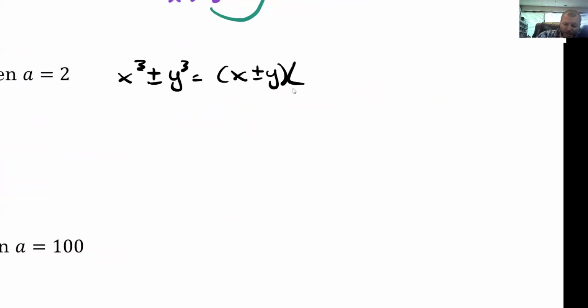And then I always remember this as square product square. I'm going to take the square of the first term. That's going to be an x squared. I'm going to take the product of these two terms, x and y, so it's going to be an xy. And then the square of the last term, so a y squared.